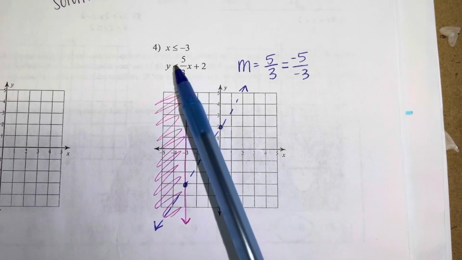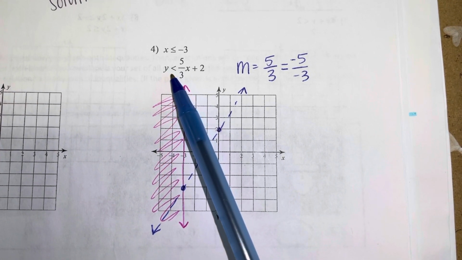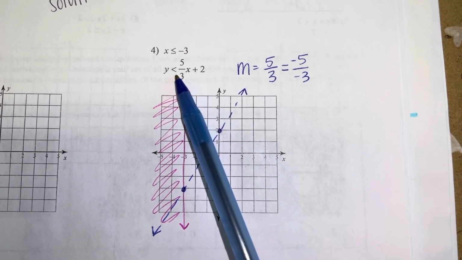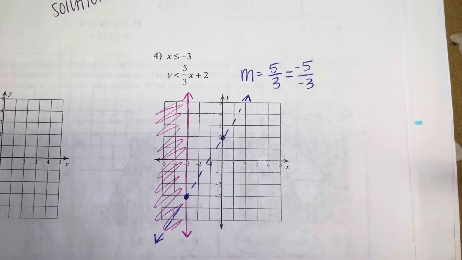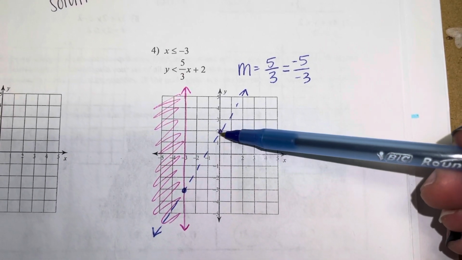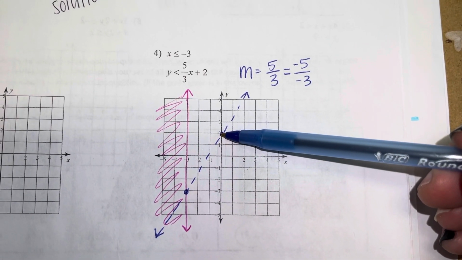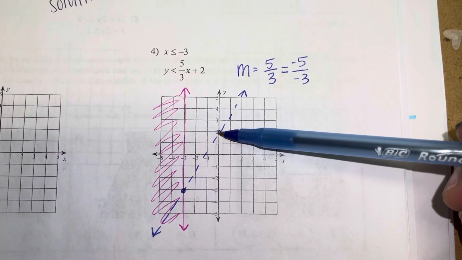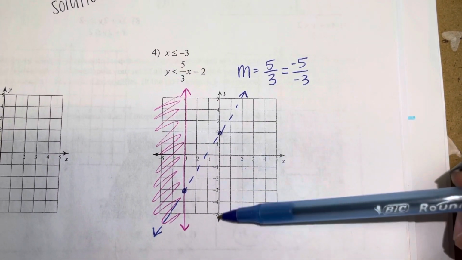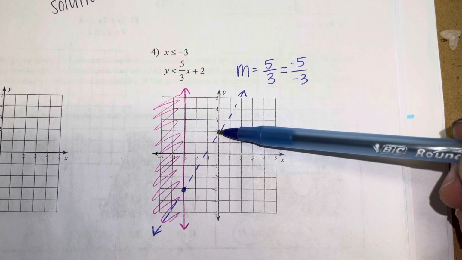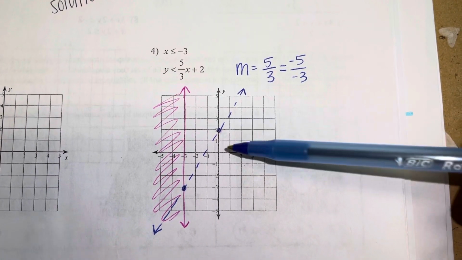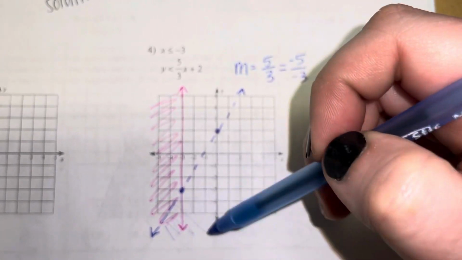Now for shading. It says less than. Less than means under or below. If you're having trouble figuring out where to shade, always go back to where your y-intercept is. If it's less than that, I need to go below that, meaning all of these numbers are less than 2, which is my intercept. So I know that I'm shading everything under here.